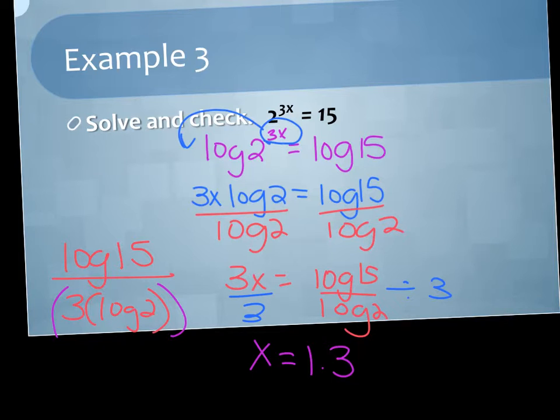So then again, when you're plugging back in to check, if I take this and plug it back here, 2 to the 3 times 1.3, or 2 to the 3.9 should give me pretty close to, if not exactly, 15. Okay. 2 to the 3.9 is 14.92. Raise your hand if you got that one right. Okay, questions on it?